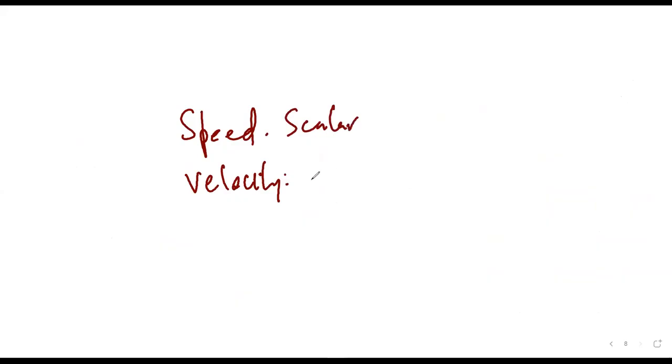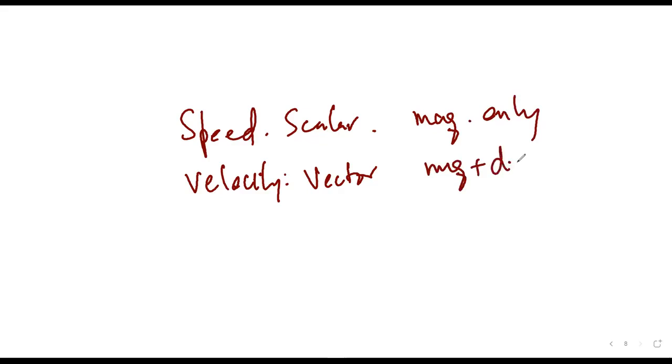No, sir. So let us see this again. Speed, velocity. We have called speed scalar. We have called velocity vector. Why? Because in speed I require magnitude only, but for velocity I require magnitude plus direction. Any doubt still? No, sir.